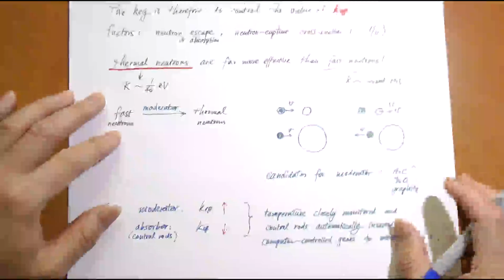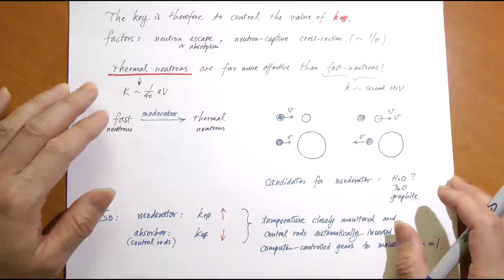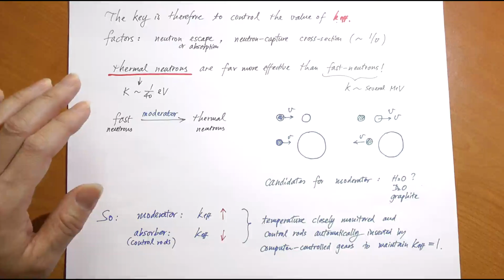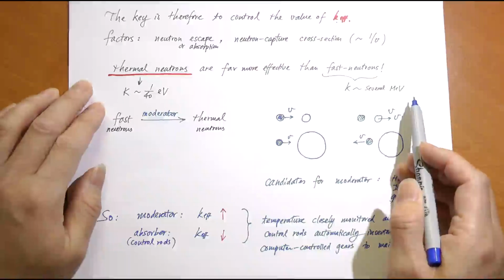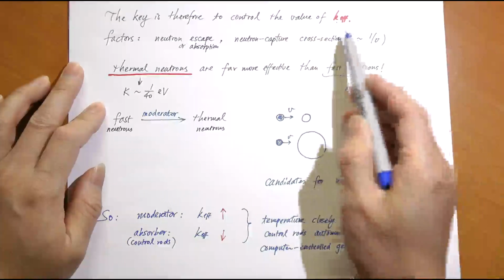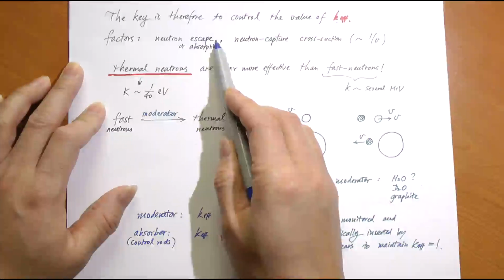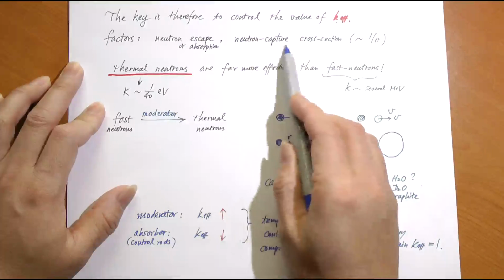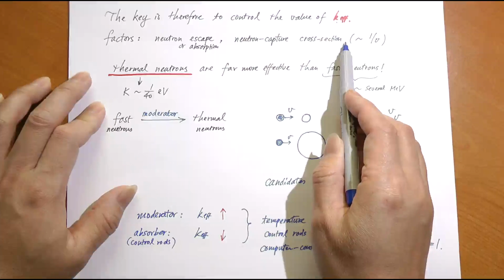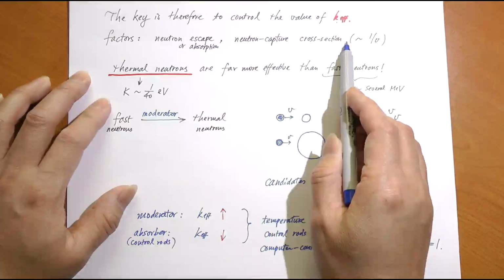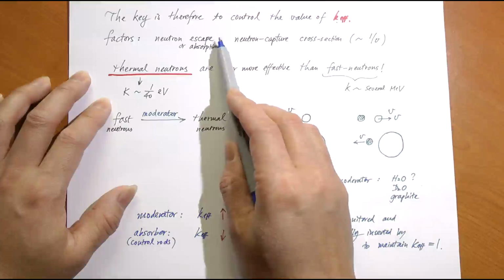So, how does one control K effective so that it remains equal to 1? And if it's not equal to 1, suppose there is a spike in K, how do you lower it quickly? Well, we have to look at the factors that affect K: neutron escape and absorption, and the neutron capture cross-section. These are the things we have to consider. Some neutrons will escape. That's inevitable.